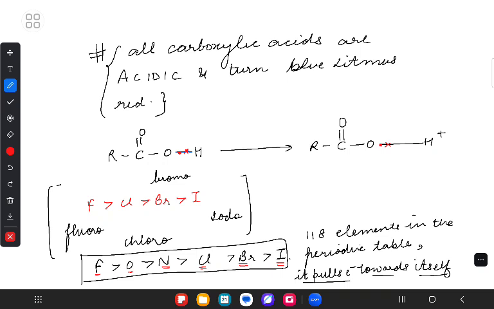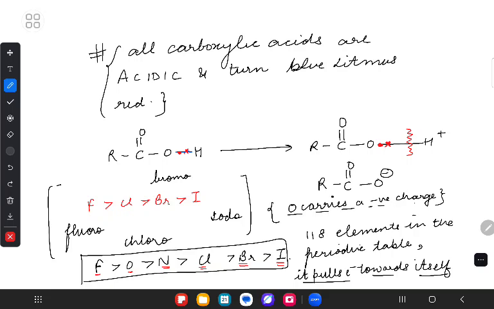So then what is happening? When this bond breaks, O pulls its own electron and also pulls the hydrogen's electron toward itself. So thereby you realize that we get RCOO negative. So this O carries a negative charge. Yes or no? When this O carries a negative charge, what would that mean? That this is going to break it like this. And anything which can release H plus is nothing but what?